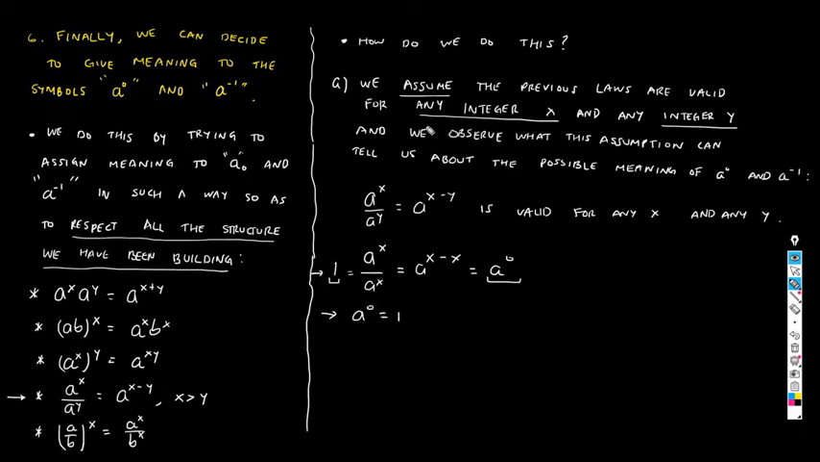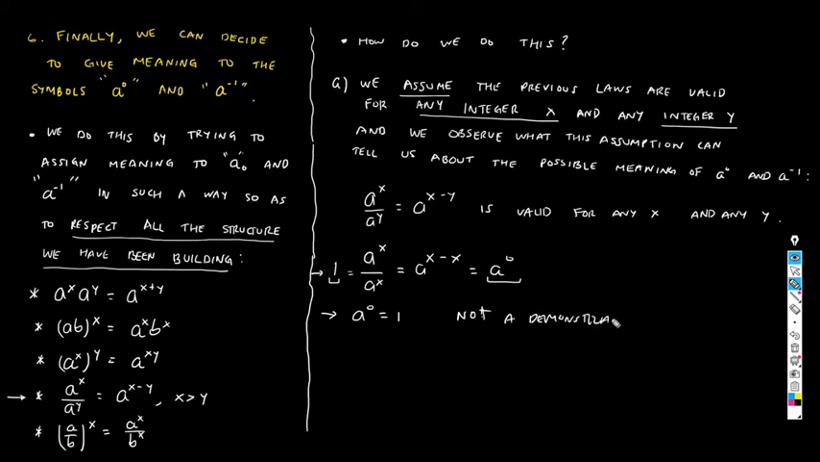Now, is all of this a demonstration that a to the 0 is equal to 1? No, it's not a demonstration, guys. Why not? Why cannot this be a demonstration? You need to understand that we don't know at this point what this symbol means. So I cannot say that this is a demonstration of the fact that a to the 0 equals 1. It's not a demonstration.